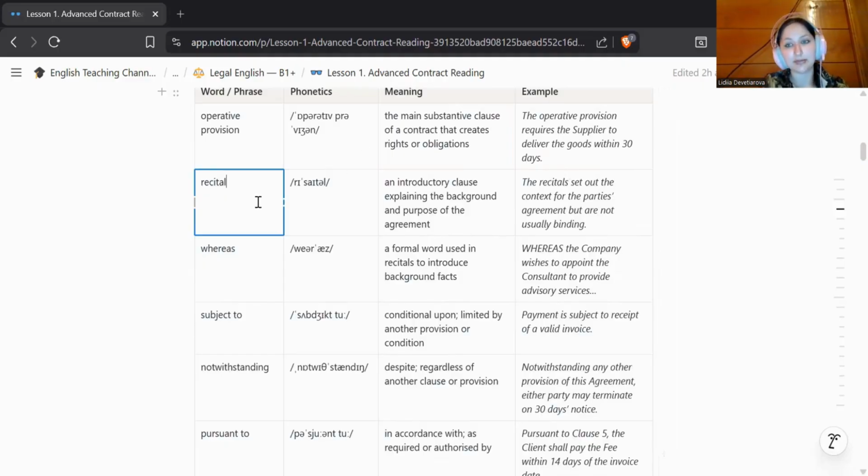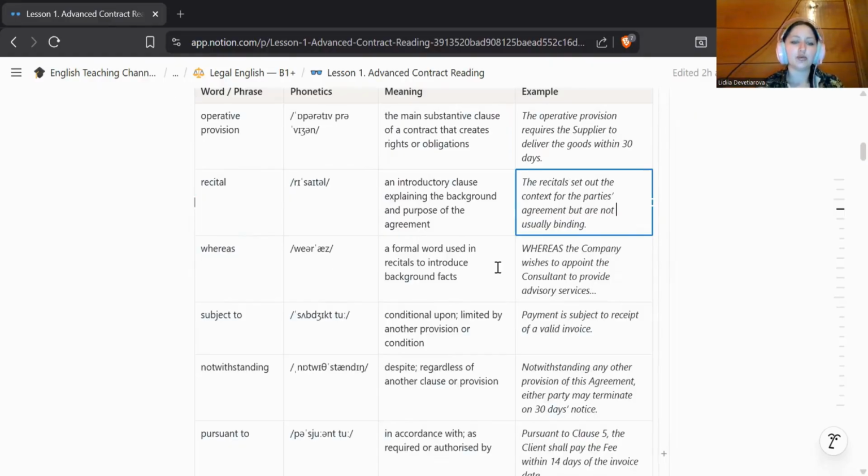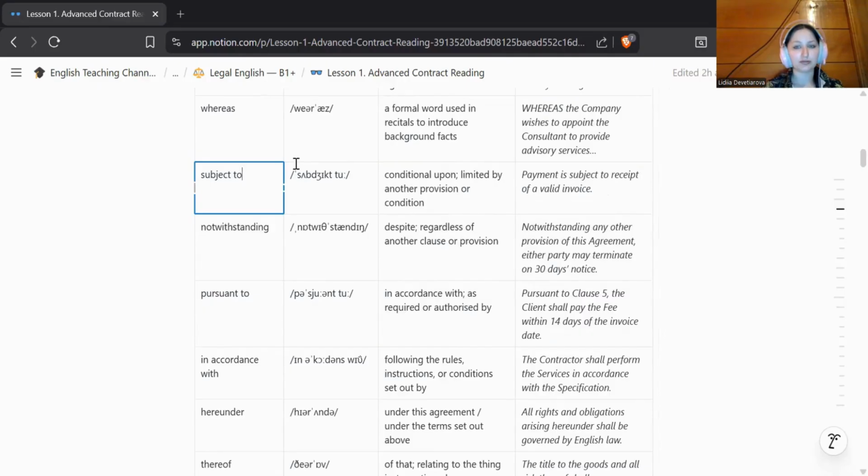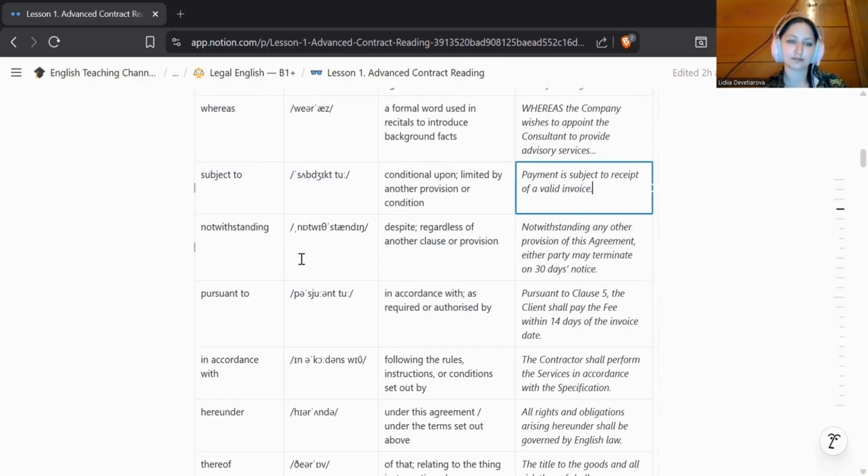The next one is recital, an introductory clause explaining the background and purpose of the agreement. So the recitals set out the context for the parties' agreement, but are not usually binding. Whereas, a formal word used in recitals to introduce background facts. All in capitals: whereas the company wishes to appoint the consultant to provide advisory services. Subject to, conditional upon, limited by another provision or a condition. Payment is subject to receipt of a valid invoice.